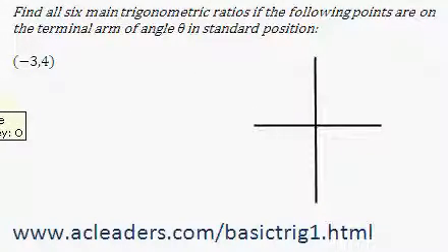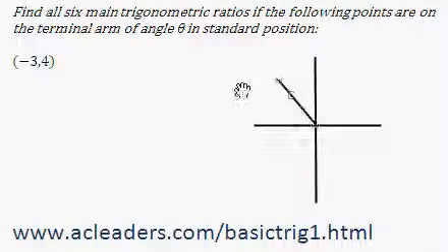Okay, so let's get started with this question. Find all 6 main trig ratios if the following points are on the terminal arm of angle theta in standard position. So let's say that (-3, 4) is here somewhere. Oh, this is a massive point. Okay, let's make it smaller.